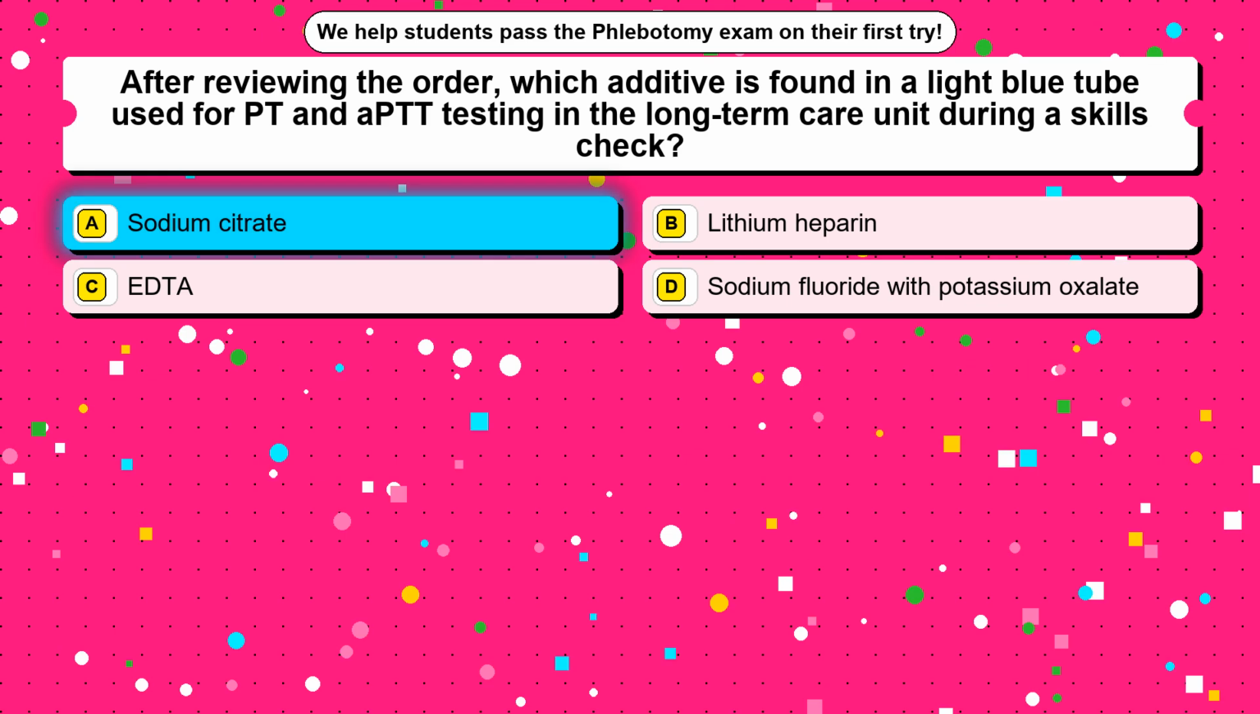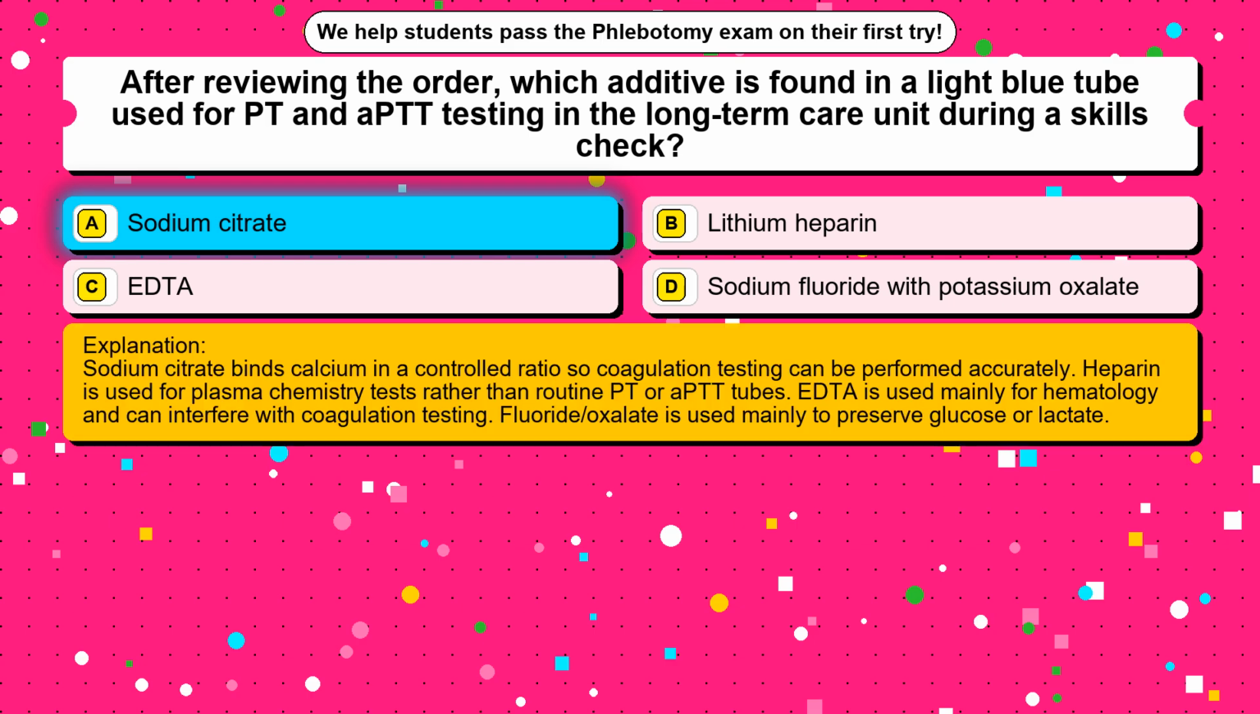The correct answer is option A. Sodium citrate. Sodium citrate binds calcium in a controlled ratio so coagulation testing can be performed accurately. Heparin is used for plasma chemistry tests rather than routine PT or APTT tubes. EDTA is used mainly for hematology and can interfere with coagulation testing. Fluoride/oxalate is used mainly to preserve glucose or lactate.